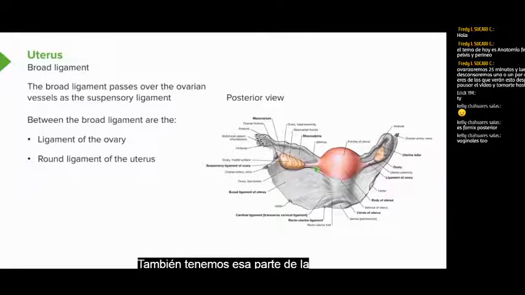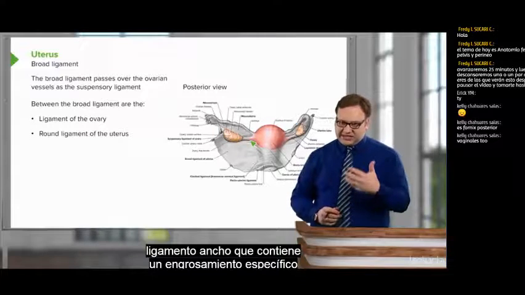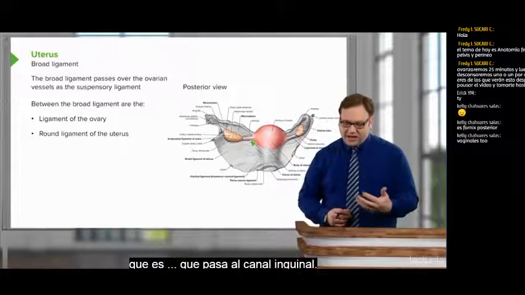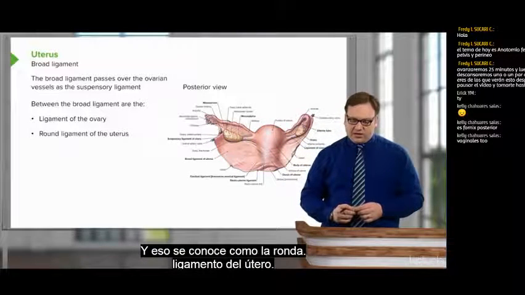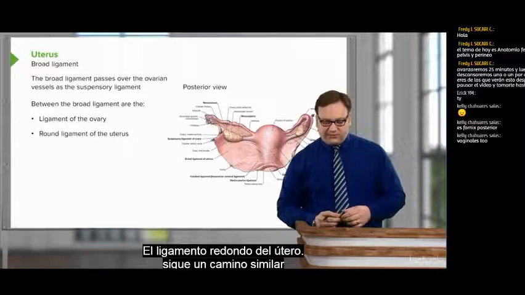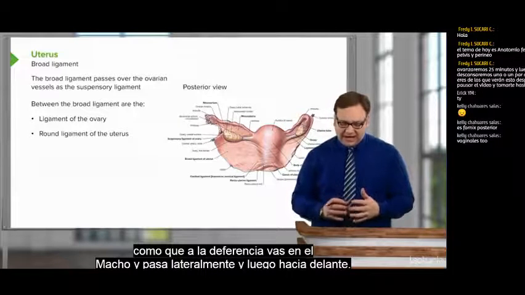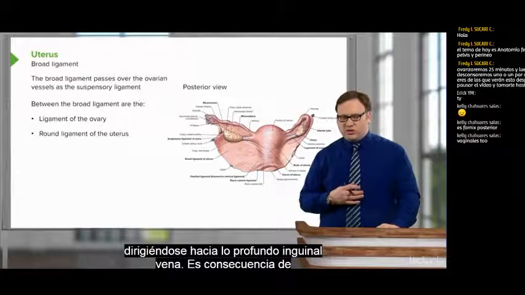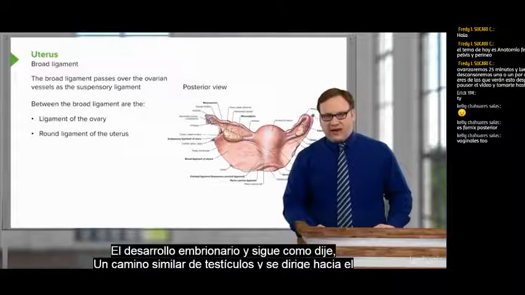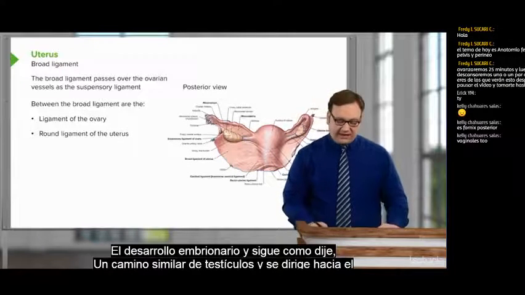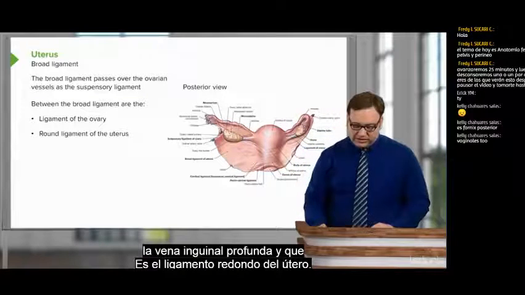We also have that portion of the broad ligament that contains a specific thickening, which is the part that passes to the inguinal canal, and that's known as the round ligament of the uterus. The round ligament of the uterus follows a similar path to that of the vas deferens in the male, and it passes laterally and then forwards, heading towards the deep inguinal ring. It's a consequence of embryological development, and it follows, like I said, a similar path to the testes and heads towards the deep inguinal ring, and that is the round ligament of the uterus.